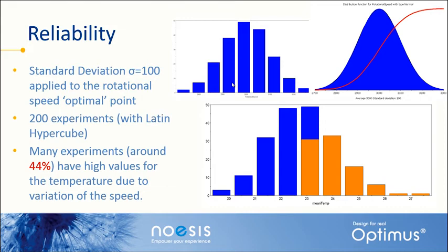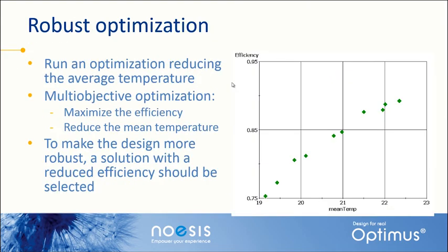That was unacceptable. So using methods inside of Optimus known as FORM and FOSM, we were able to run an optimization where we attempted to reduce the failure probability with that standard deviation. And this is the Pareto curve that we ended up with. You'll notice that our efficiencies weren't as high as we originally had with the deterministic optimization, but that with the robust optimization we have a selection where we can select a more robust solution.